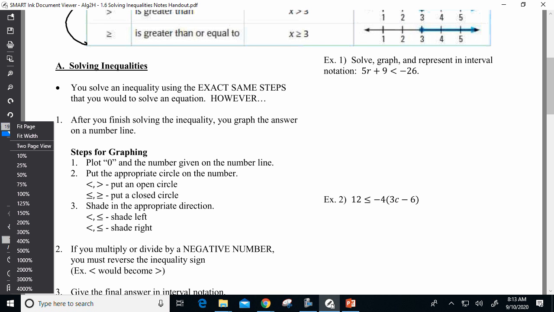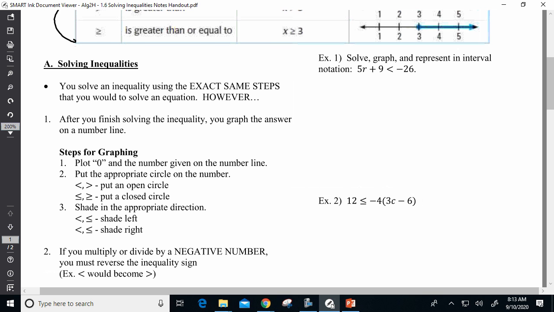So blow this up just a little bit so that we got problems 1 and 2 on the page. So, problem 1, we're going to solve, graph, and represent in interval notation 5r plus 9 less than negative 26. So, first order of business, solve the problem as if it was an equation. 5r plus 9 less than negative 26. So, you subtract 9 on both sides. So that gives you 5r less than negative 35. Divide both sides by 5. You get r is less than negative 7.